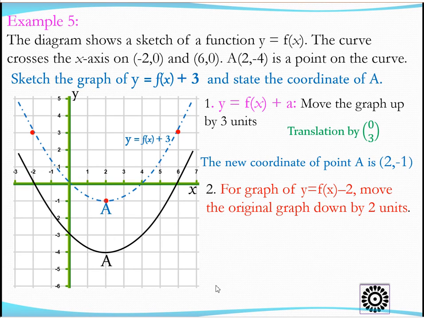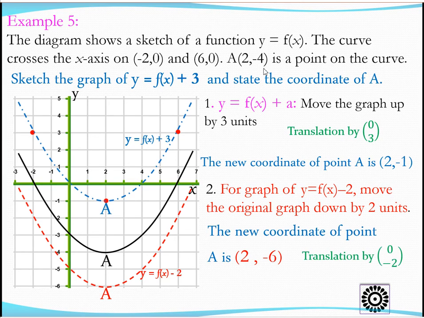In the same manner, if we're supposed to do f of x minus 2, you push the graph down 2 units. Like that. And the a coordinates will only affect y. So from -4, go down 2 more units, it will be -6, as you can see. So this is translation, vertical translation.